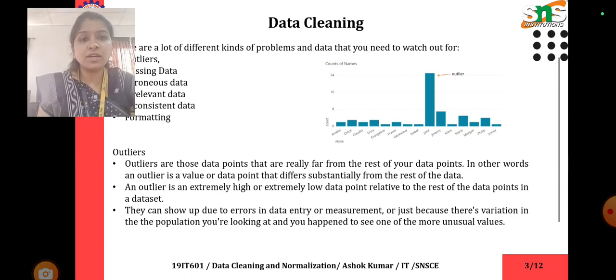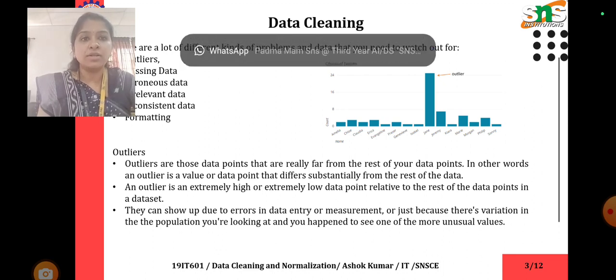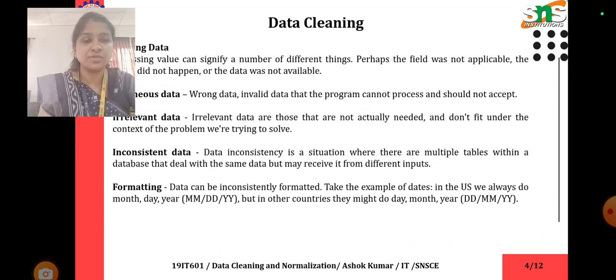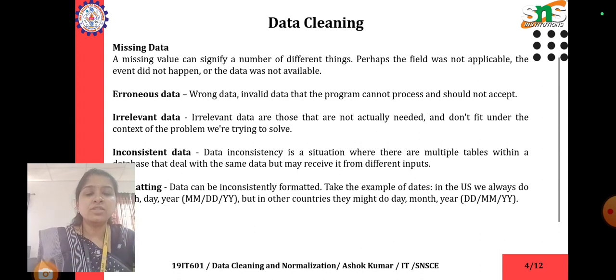Outliers are those data points that are really far from the rest of your data points. In other words, an outlier is a value or data point that differs substantially from the rest of the data. An outlier is an extremely high or extremely low data point relative to the rest of the data points in a data set. They can show up due to errors in data entry or measurement, or just because there is a variation in the population you are looking at and you happen to see one of the more unusual values.